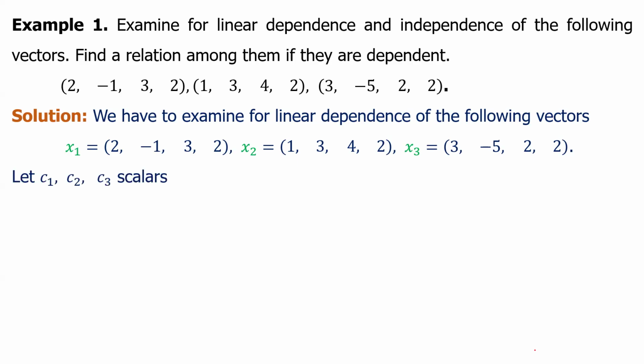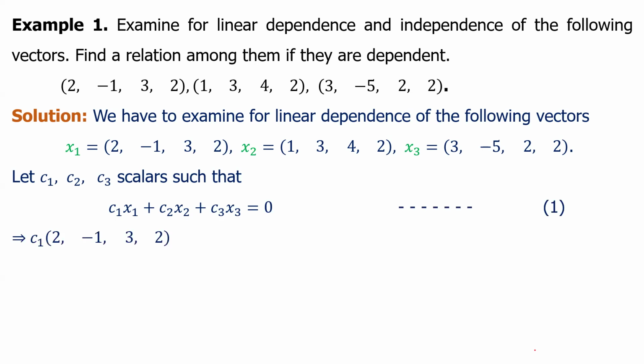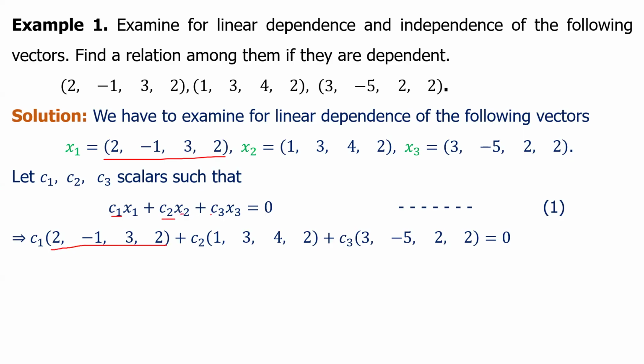Let us try to solve it. Let c1, c2, c3 be three scalars such that c1x1 plus c2x2 plus c3x3 is equal to 0. Substituting the values: c1 times (2, -1, 3, 2), plus c2 times (1, 3, 4, 2), plus c3 times (3, -5, 2, 2), equals 0.